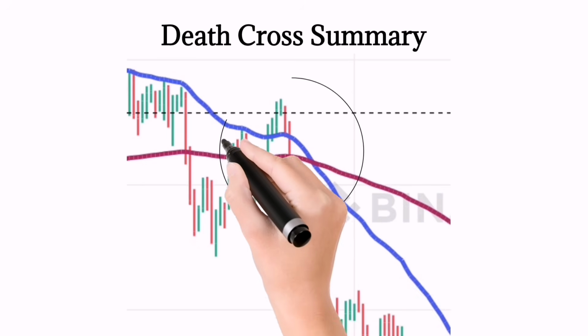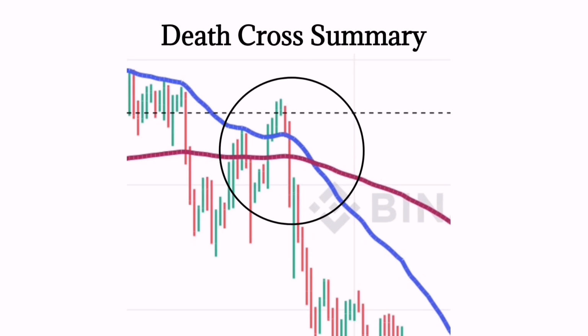Time frames. Higher time frames give stronger signals. A daily chart golden cross matters more than one on a 15-minute chart because longer trends attract bigger money.